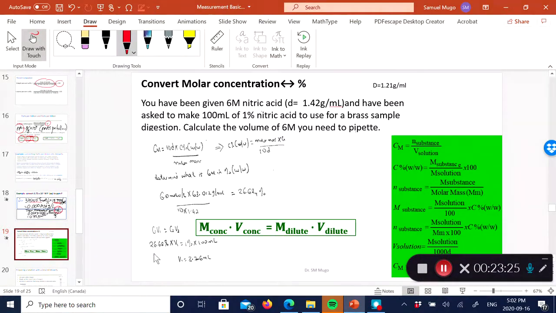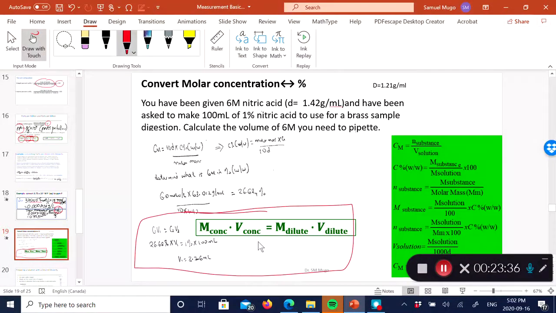And then after that, knowing that the 6 molar is equivalent to 26.62%, you can do the dilution using the dilution formula, which I believe you all know about: C1V1 is equal to C2V2. So you need to pipette 3.76 mL of the 6 molar in order to make 100 mL of 1% nitric acid. So pay attention to these kinds of conversions.